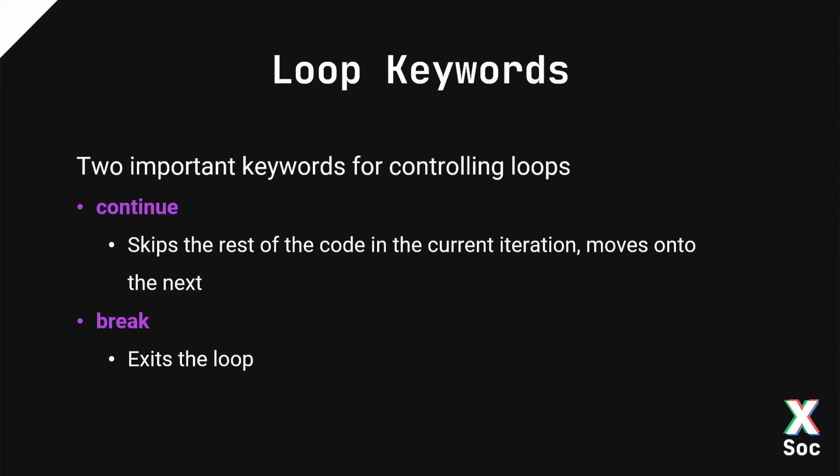There's also two loop keywords that you should be aware of. There is continue and break. These are used within the loop body to basically control how the loop executes. We have continue, which skips the current iteration and then moves on to the next. And we have break, which completely exits the loop no matter what. So let's say we had a while loop with the condition being true. If we put a break within the loop, no matter what the expression evaluates to, it will just exit the loop and finish execution.